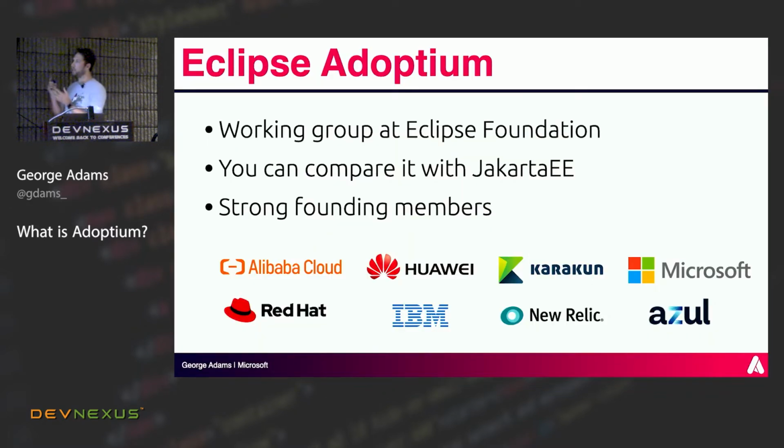So Eclipse Adoptium is a working group in the Eclipse Foundation. You can kind of compare it with Jakarta EE. Jakarta is also a working group, and then you have the project inside, which is the Jakarta EE project. We had some really strong founding members, as you can see there.